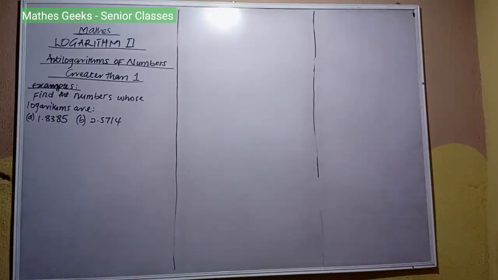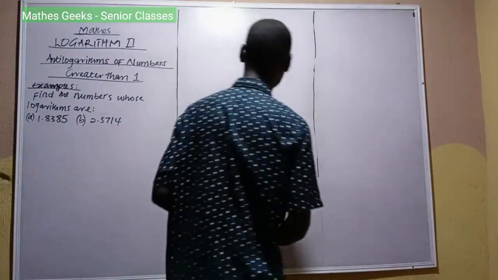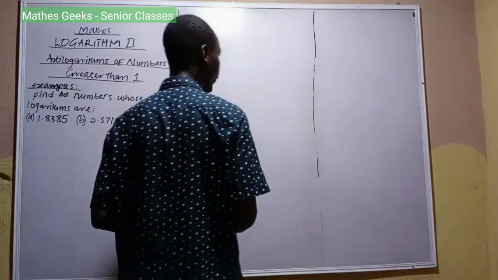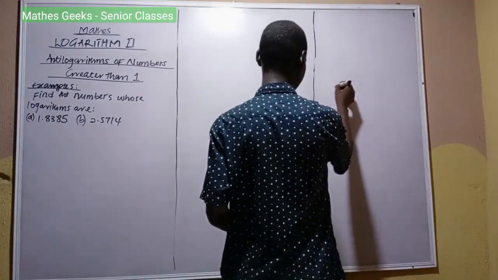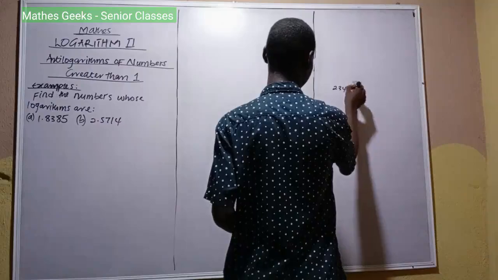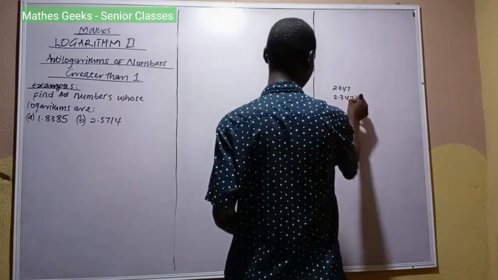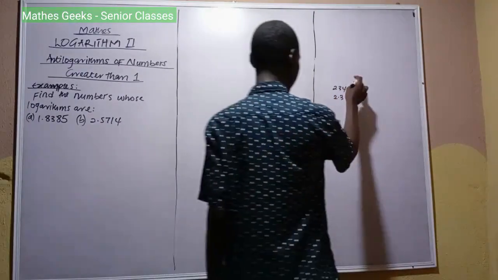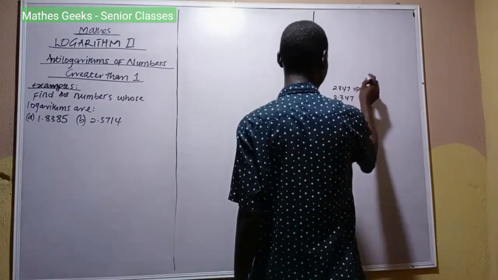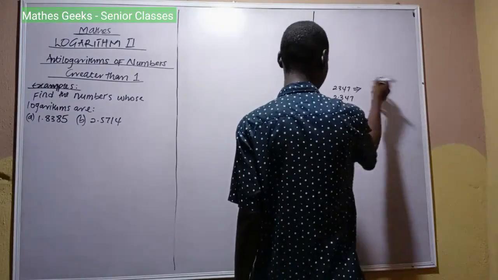We move on to anti-logarithms of numbers greater than 1. What you need to know about anti-logarithms is that they are the reverse, or reversal, of logarithms. They are the reverse form of logarithms. Basically, if for logarithm you are given a natural number like 2.347, whatever the case is, you find the logarithmic value of this number.